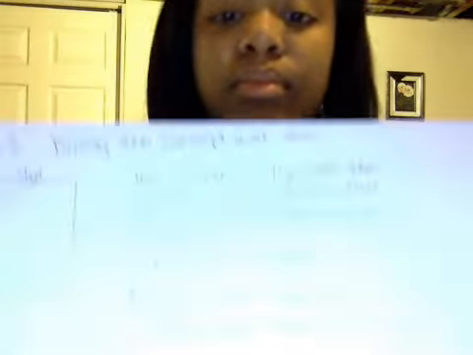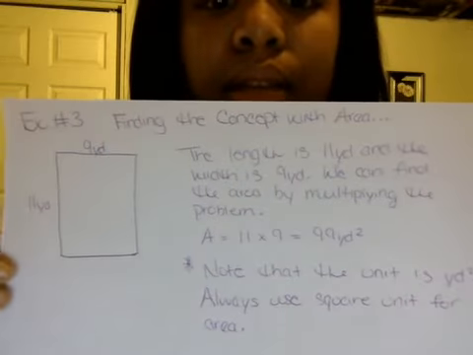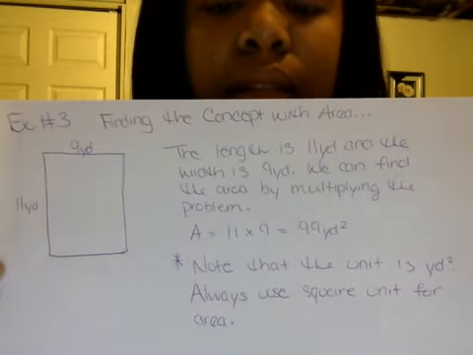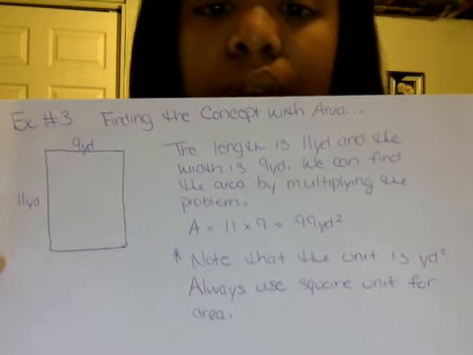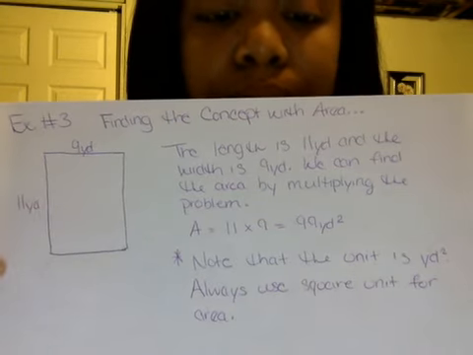So, now that that's done, I have an example of area. This one was pretty simple, but it's an example that will show you how to define area and the total concept of how to find the area if you're having trouble. It says the length is 11 yards and the width is 9 yards. We can find the area by multiplying.